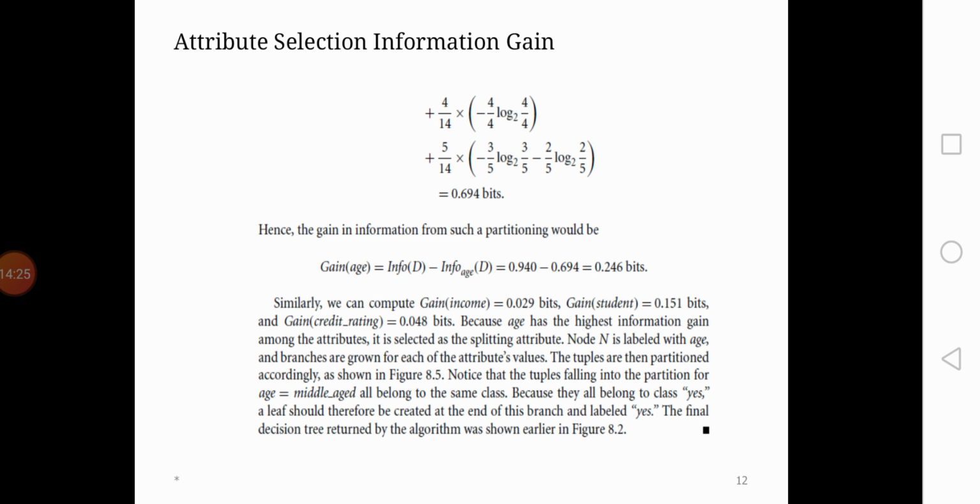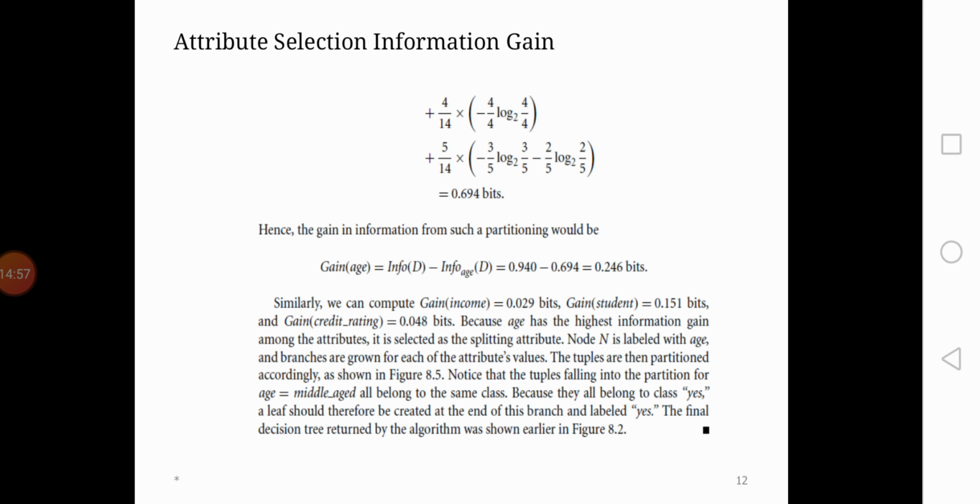That's why we check individually. We checked that gain of age equals 0.246. Similarly, if you compute like this, we get gain of income 0.029 bits, gain of student 0.151 bits, and gain of credit rating 0.048 bits. If I compare these values, gain of age has the highest value. Because age has the highest information gain among all the attributes, it is selected as the splitting attribute.